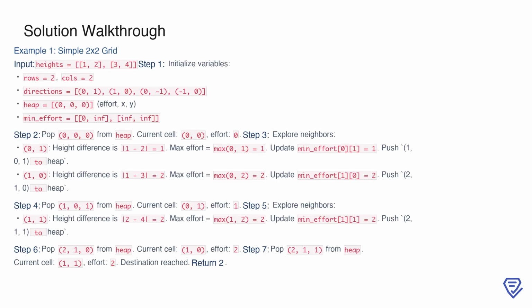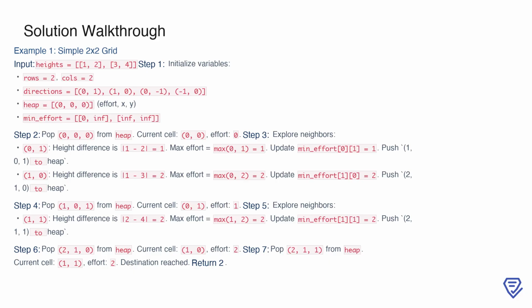To begin solving the problem, we start with a simple 2x2 grid where the input heights are given as 1, 2, 3, 4. First, we initialize our variables. The number of rows and columns are both 2, and we define the possible directions for movement as up, down, left, and right. We also initialize a heap with a starting state of 0, 0, 0, where the first 0 represents the initial effort, and 0, 0 is the starting cell. Additionally, we maintain a min_effort matrix initialized with infinite values, except for the starting cell which is set to 0.